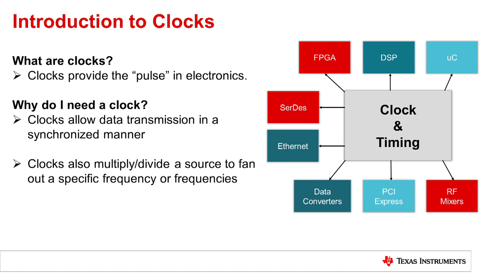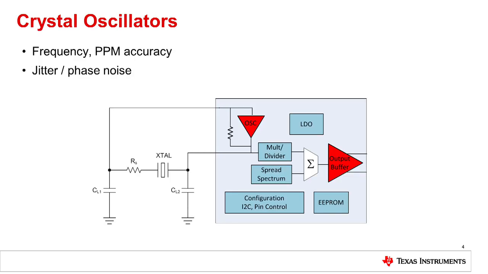Clocks can also refer to the functional block that multiplies or divides a source to fan out specific frequency or even several disparate frequencies. If in your system you require a processor, high-speed interface, or a data converter, then a clock solution is needed. We'll start with the most common function, the crystal oscillator. The key parameters are oscillating frequency and accuracy measured in ppm, and signal quality measured by jitter or phase noise.